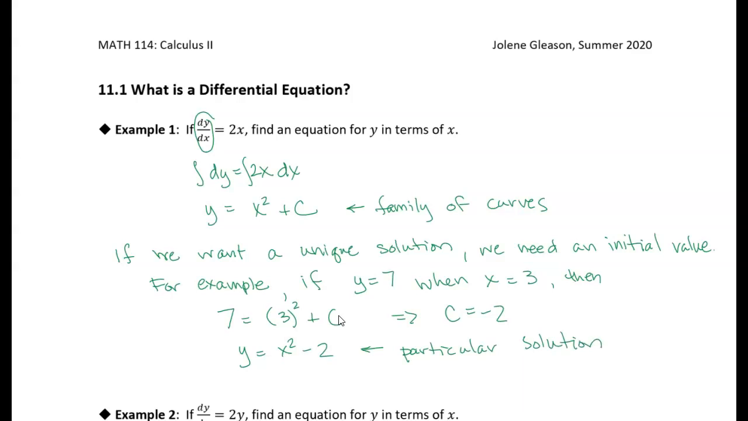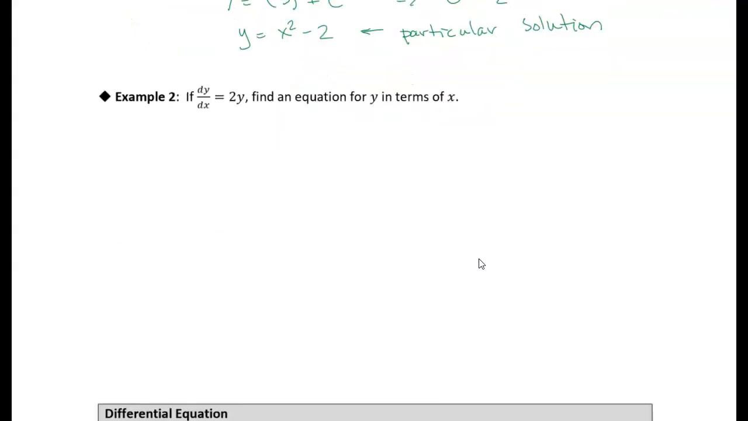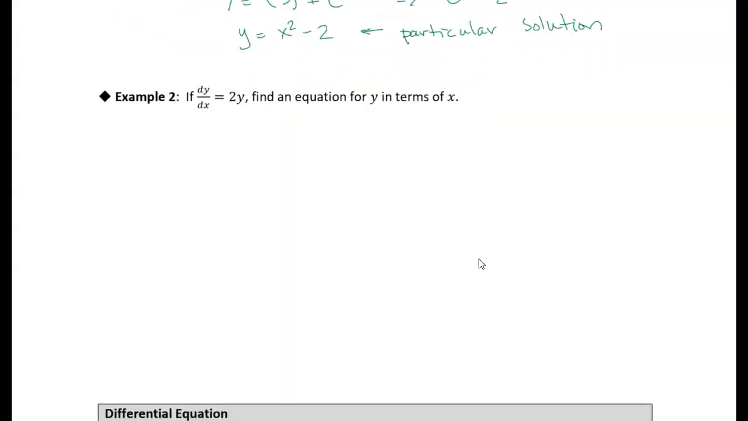All right, let's take a look at another one. That one was pretty easy, right? That was something that you knew how to do. Let's take a look at another equation. Here, it looks very similar. It says dy/dx is equal to 2y. So instead of 2x, we've got 2y. How do we solve this one?